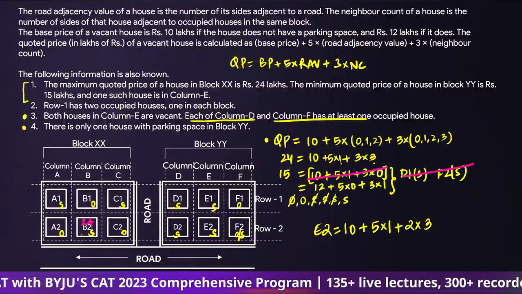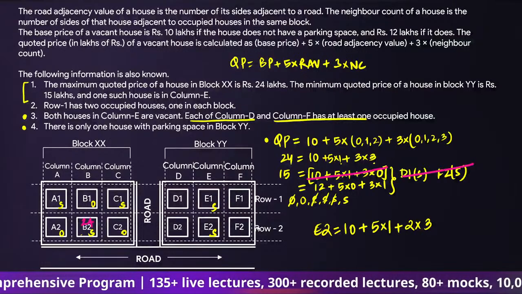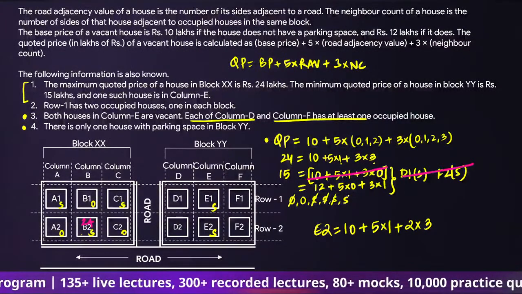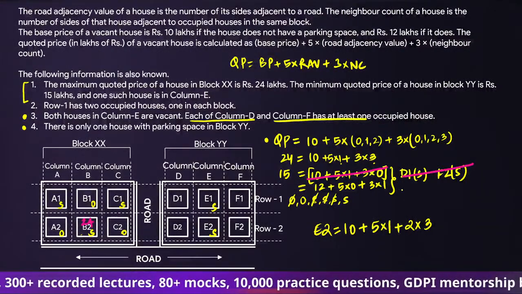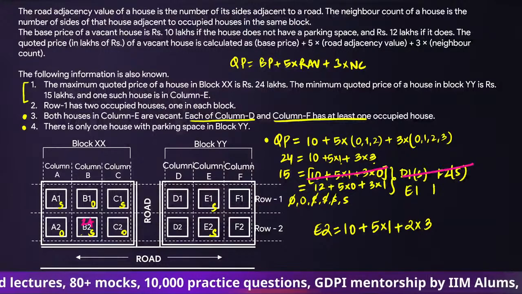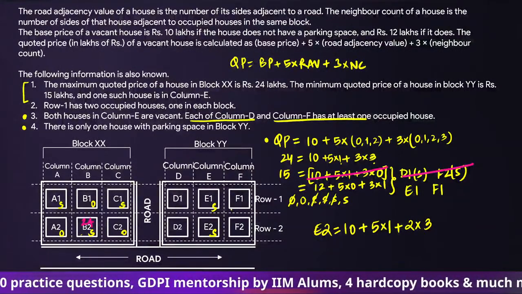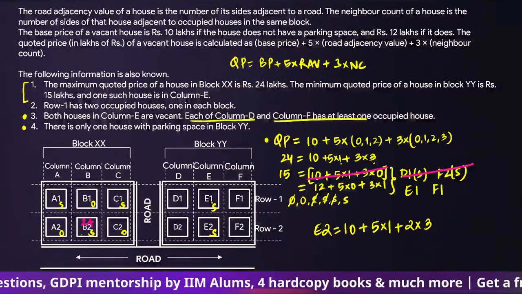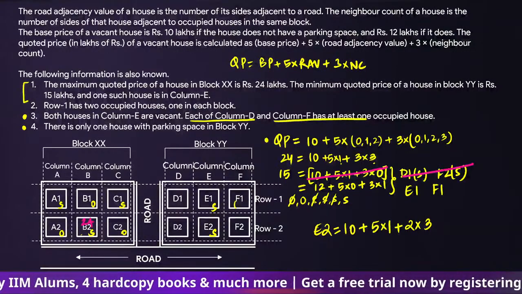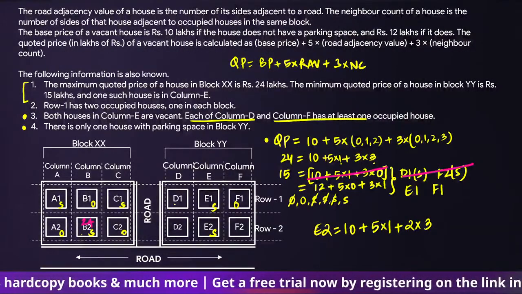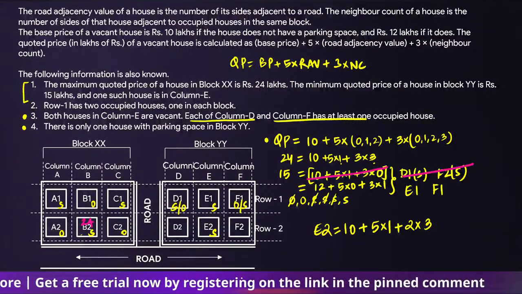12, 5 into 0 plus 3 into 1. If this happens, so 12, 5 into 0 would mean it's not adjacent to any road. So it's going to be E1 or F1. Now, if I take E1, then we need one occupant here. So we can have an occupant here. So this is going to be for sale, or if we have an occupant here, we are going to have sale from here, right?